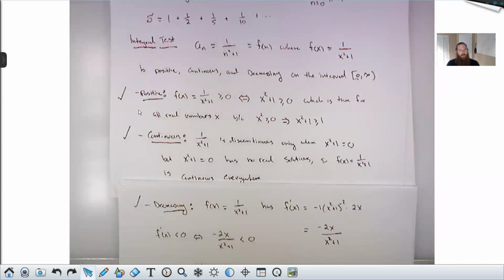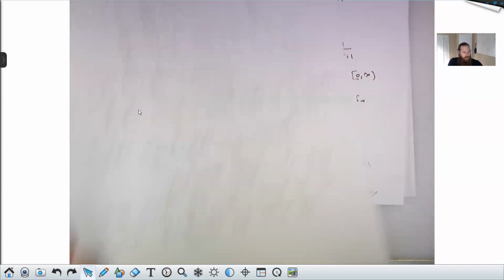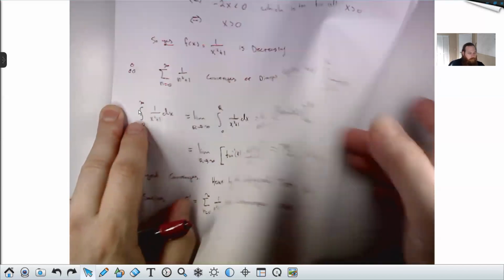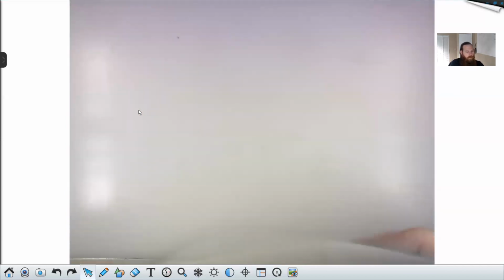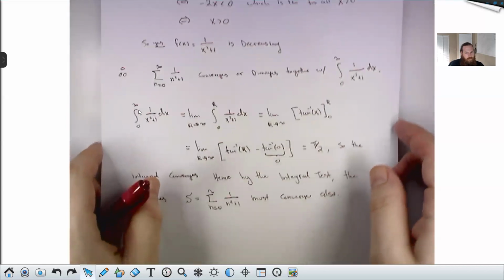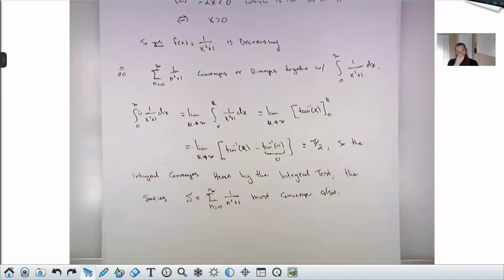Once we verified that that function, 1 over x squared plus 1, was positive, continuous, and decreasing everywhere on the interval from 0 to infinity, we were able to say that the series and the integral play the same. Meaning if the integral converges, then the series converges. If the integral diverges, then the series diverges.